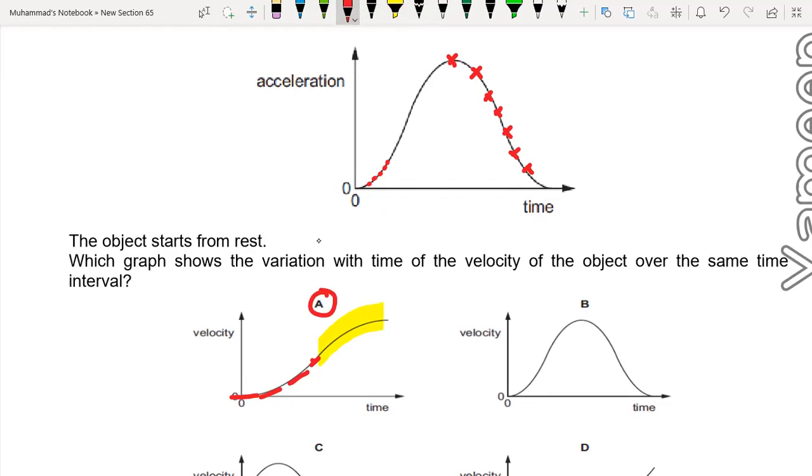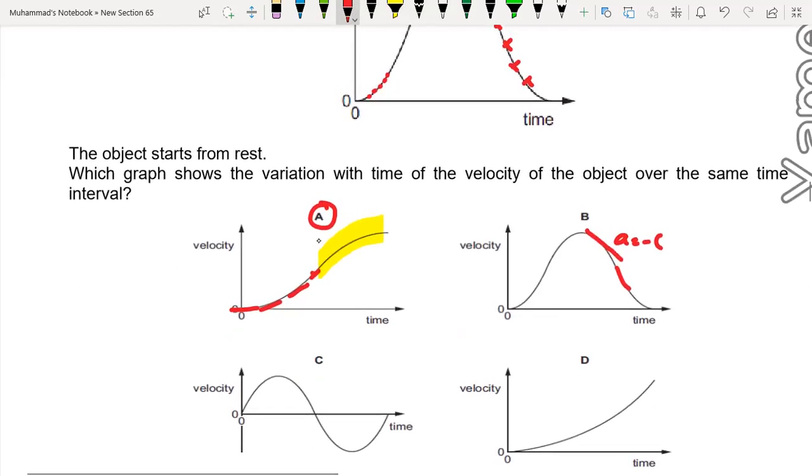The value of acceleration is positive throughout. That means the velocity-time graph can't be this one. Over here, acceleration is negative. And again, over here, acceleration is negative, till that point. And in D, acceleration is positive, but it is always increasing.